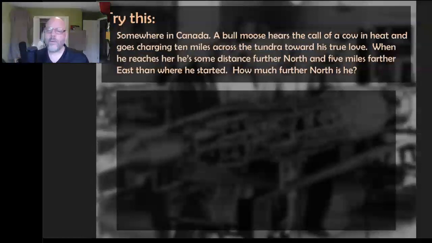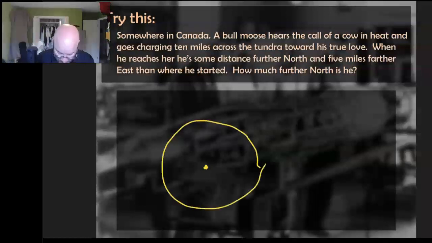What we do in a situation like this is break it down one piece at a time. Let's say the bull moose is going to start here, and he's going to go 10 miles to get to his girlfriend. So we'll draw a circle, and the radius of this circle is 10. Then it says when he reaches her, somewhere on the circle, he's some distance further north. That tells us he's got to be on this side of the circle.